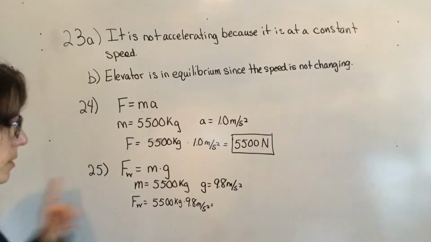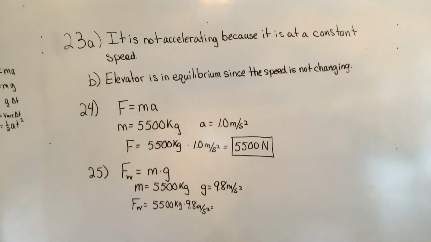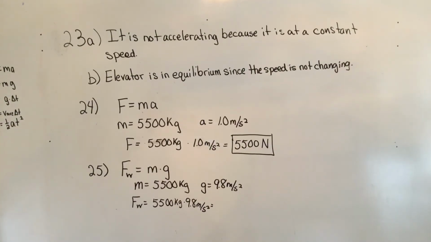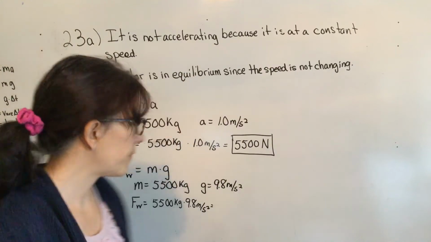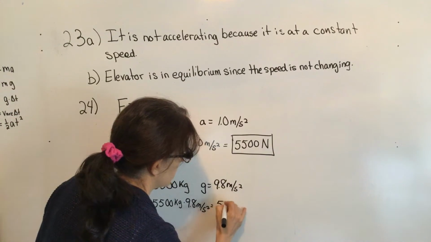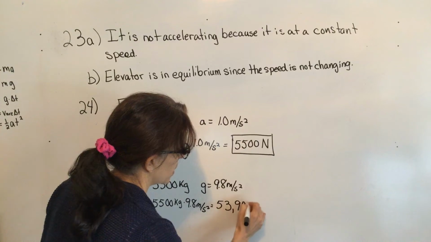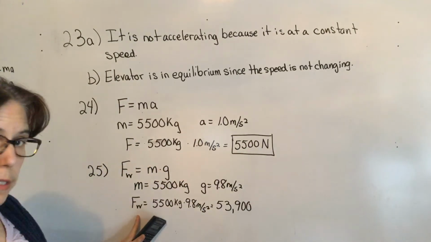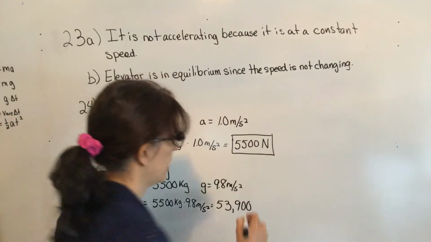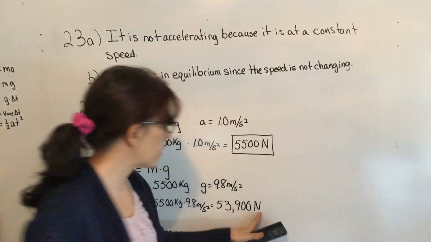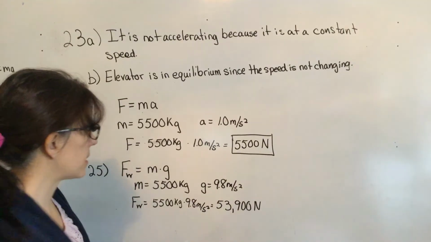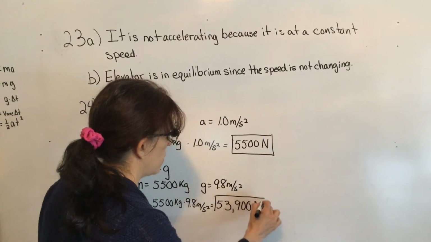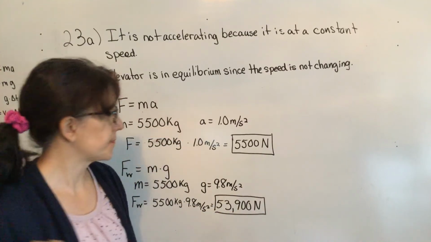5,500. I'm going to grab my calculator real quick. All right, here I come. 5,500 times 9.8 equals 53,900. Okay, and it's a force. So even though it's a force of weight, in physics, the unit is still newtons. A force of weight in physics is newtons. All right, and we can put a box around that answer.